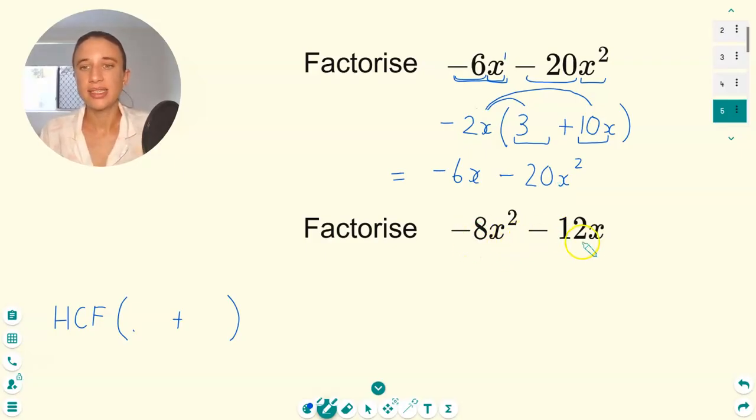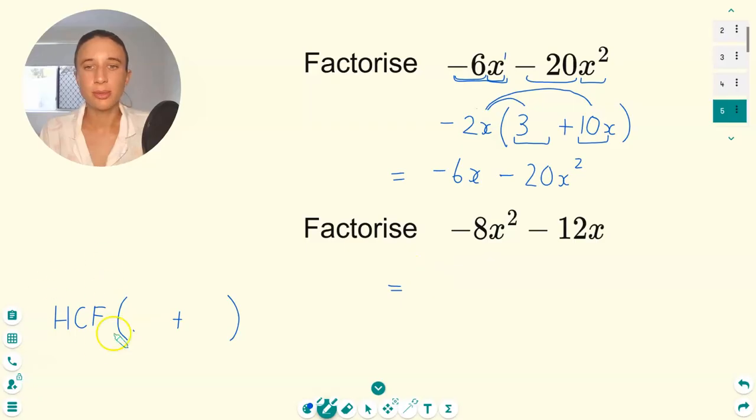Negative 8x squared take 12x, factorizing. Now, 8 and 12 are both even numbers. So I initially think 2 is the highest common factor, but it's not quite the highest one. So have a think. I'm going to double that 2. And 4. So check: 4 goes into 8, 4 also goes into 12. That works for me. Let's try it.